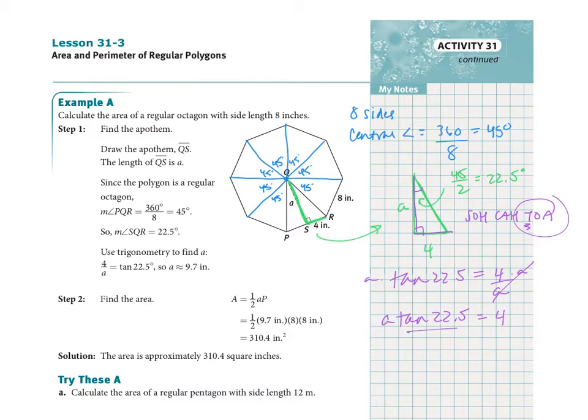Okay, how do I get A by itself? Well, I divide by tangent 22.5. So my apothem A is going to be equal to 4 divided by tangent of 22.5. Awesome. Okay, now here's the hard part. When we put this in our calculator, I'm going to show you exactly how to do that.